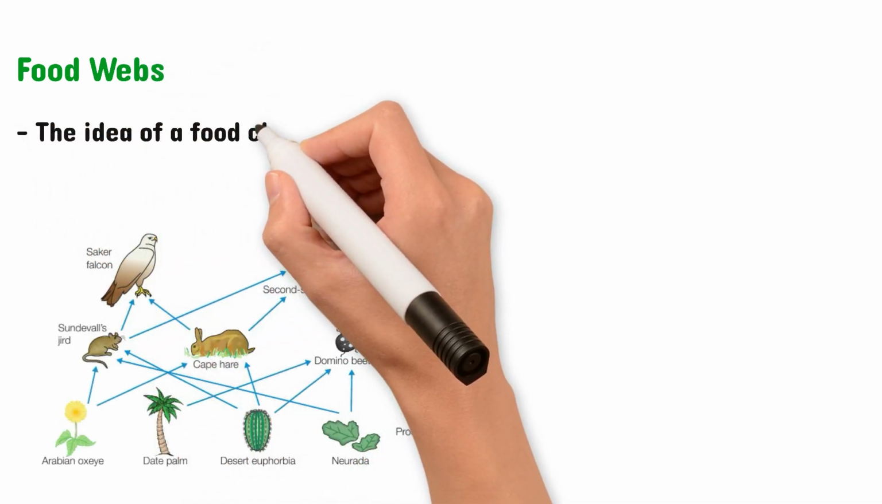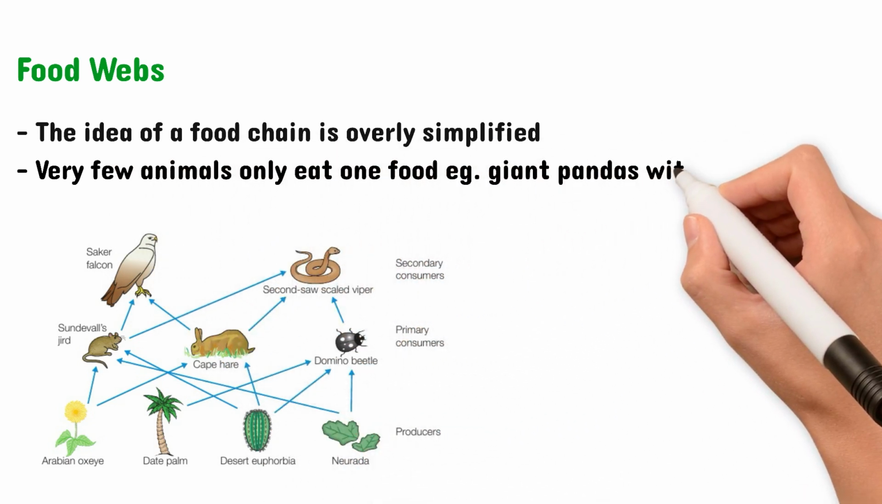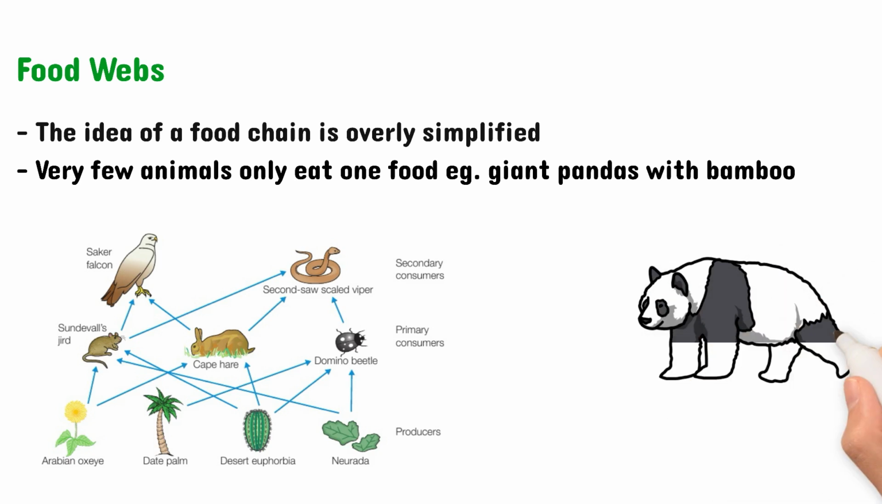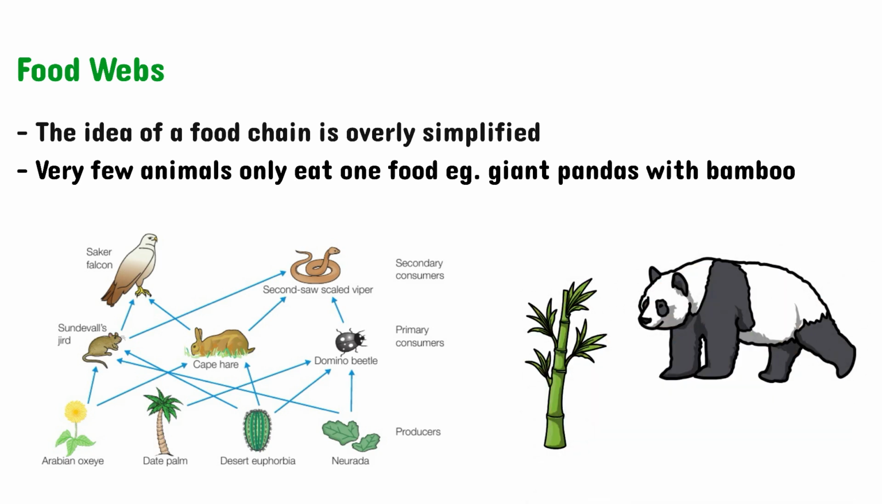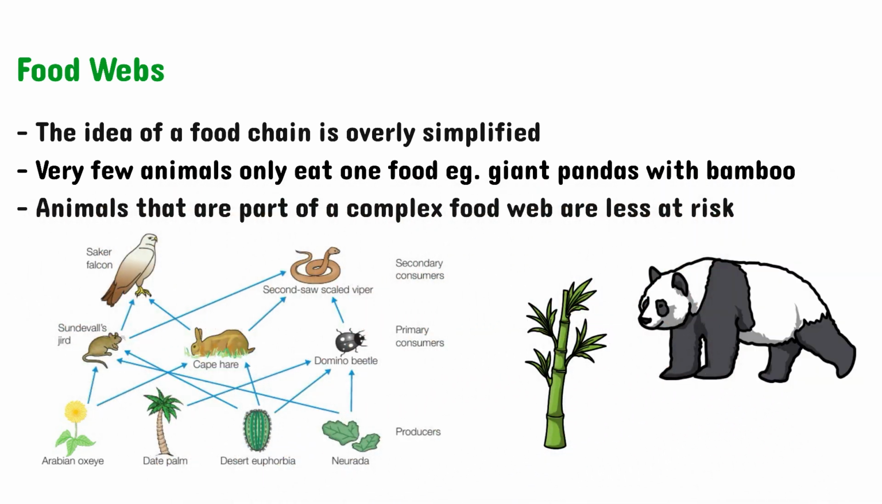Now let's move on and look at food webs. The idea of a food chain is actually overly simplified because very few animals will only eat one kind of food. Like for example, giant pandas only eat bamboo. Most animals will actually eat a variety of things, and they will also be eaten by a variety of animals. And so the relationship becomes way more complicated, and this is where a food web comes in because we can see those more complex relationships. It's also important that you know that animals that are part of a more complex food web are less at risk of extinction because pandas, for example, if they run out of bamboo, they will completely starve. But an animal that has multiple sources of food will not be so susceptible to that risk.